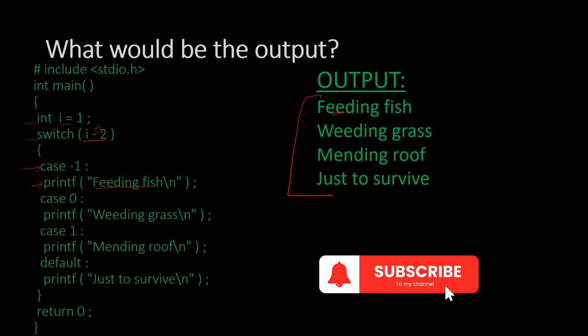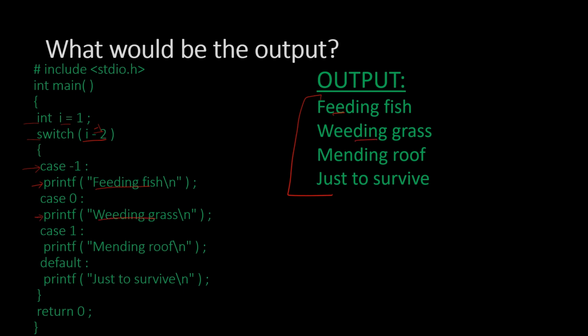So the next statement that gets executed is case 0 and printf "weeding grass". So this gets printed here, followed by case 1, printf "mending roof". This gets printed here, followed by default, printf "just to survive". So this gets printed here.